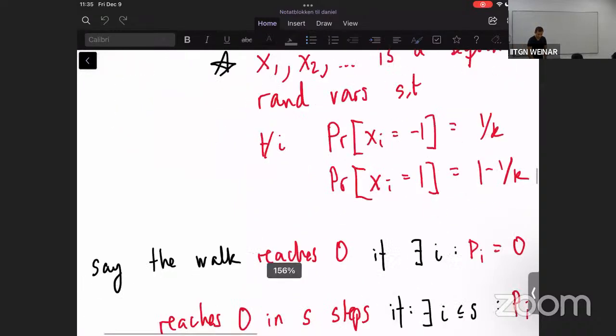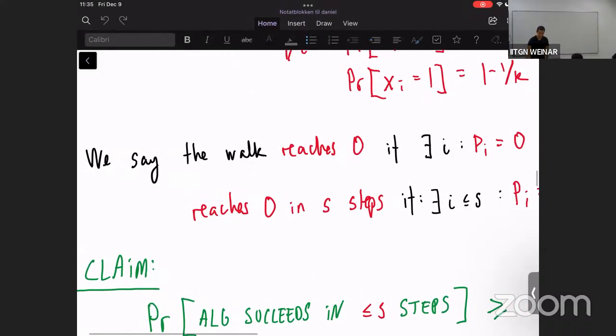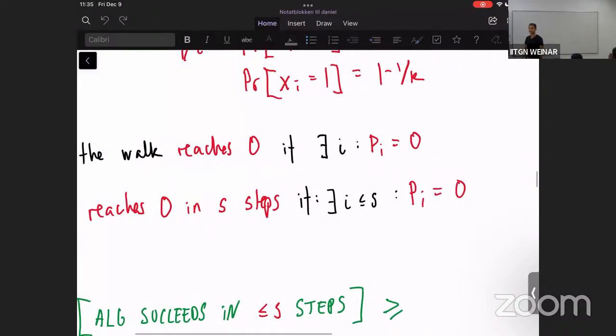I'm going to say that the walk reaches 0. This is an infinite sequence. The walk reaches 0 if there exists some i such that pi equals 0. If at any point of time you are standing at 0, the walk reaches 0. You reach 0 in at most s steps if there exists some i less than or equal to s such that pi is equal to 0. So are the definitions okay? Any questions?